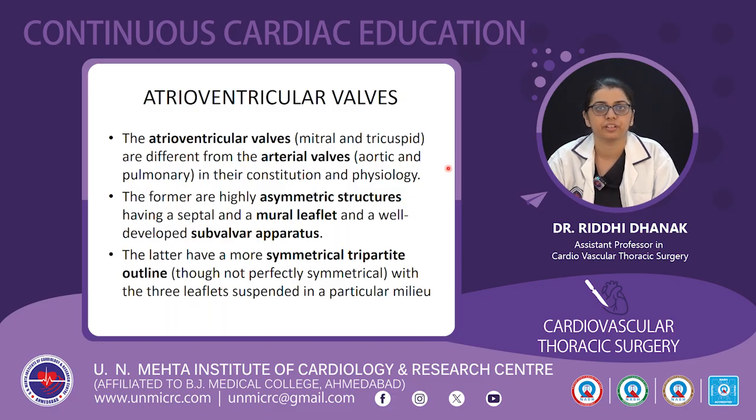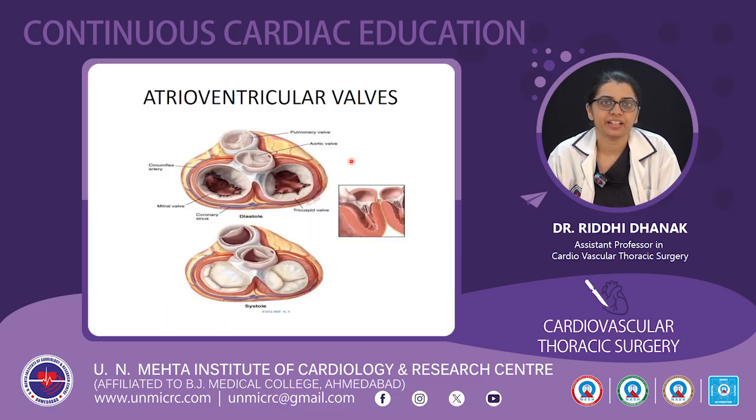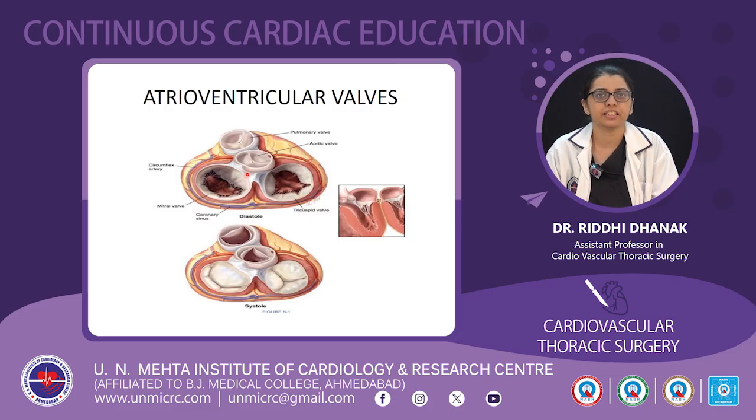particular milieu. This is a diagrammatic representation of the atrioventricular valves and the pulmonary and the aortic valve also. This is the pulmonary valve, this is the aortic valve, this is the mitral valve and the tricuspid valve. The aortic valve and the mitral valve are in fibrous continuity with each other, whereas there is no fibrous continuity between the pulmonary and the tricuspid valve due to presence of subpulmonary conus, and there is absorption of the subaortic conus during the embryonic development, and so the aortic and the mitral valve are in fibrous continuity with each other.